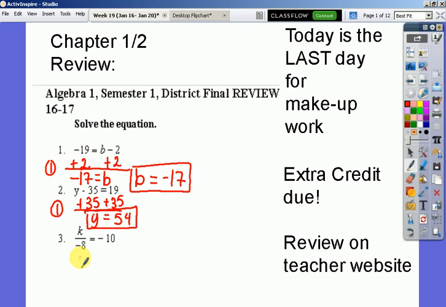Here, what do we have to do to get k by itself? Multiply by negative 8. What's that called? The reciprocal, right. So you have 80, and of course, you can double check. Do you have any questions on those simple single-step equations? All right.